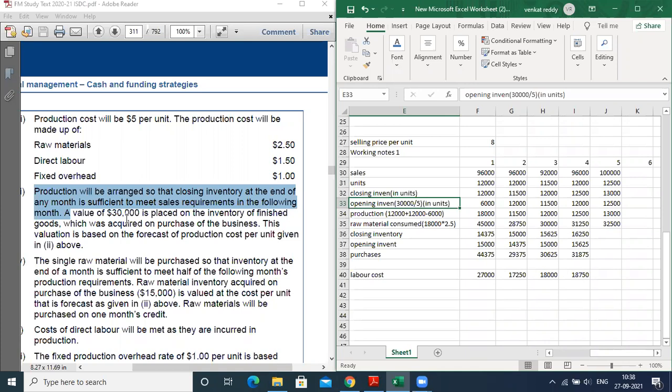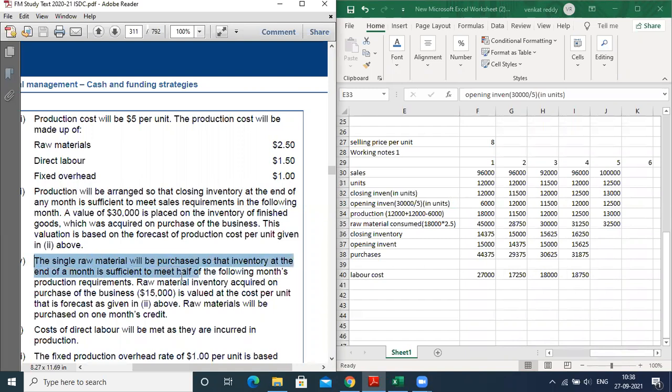Now when it comes to the closing inventory, you might have a doubt. We already did the closing inventory, but the closing inventory of 12,000 is in units, and we need the closing inventory in amount. In the second adjustment they gave that the raw material will be purchased so that the inventory at the end of the month is sufficient to meet half of the following month's requirement. It means to get the closing inventory of the current month, we need to calculate the production, that is the raw material consumed for the next month. So I calculated the raw material consumed for the next month using the same technique I used for the first month. The raw material consumed for the second month is 28,750, and they mentioned 50%. So 28,750 into 50%, I got 14,375 as closing inventory.